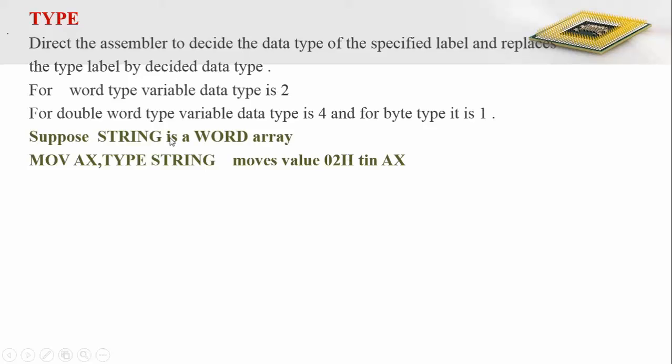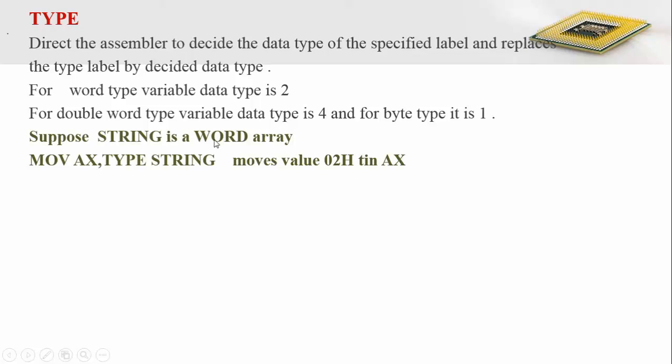Suppose string is a word array. Here we have a label string which indicates a word array. Then move ax comma type string. That means we get the type of this label string and load it into ax. Here we assumed that string is a word array. In case of word, the data type is 2. So after executing this, ax is loaded with the value 2.